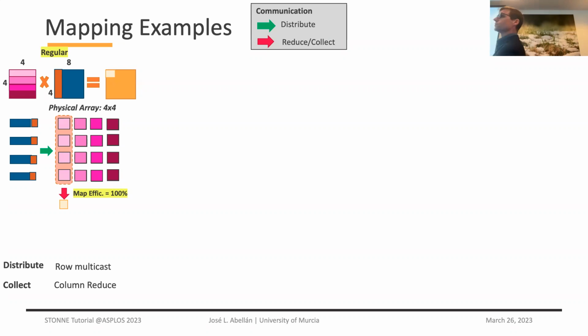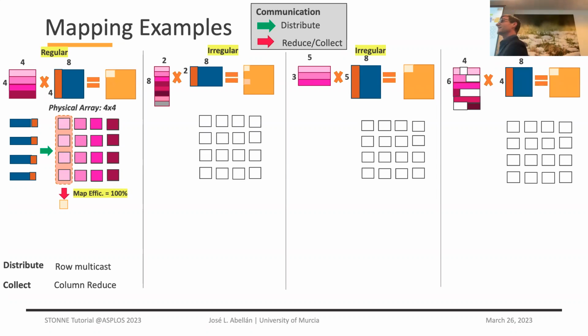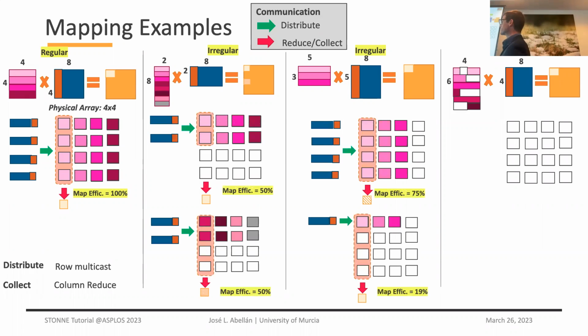Okay, that's perfect, that's good, but this is just an ideal case. In the common case, we would have irregular matrices, in the sense that here we have matrices that are smaller than the dimensions of the accelerator array. So what happens here is that you need 2 iterations in order to compute this matrix multiplication. Essentially, we can obtain 50% mapping efficiency.